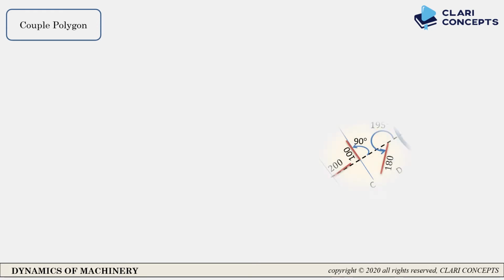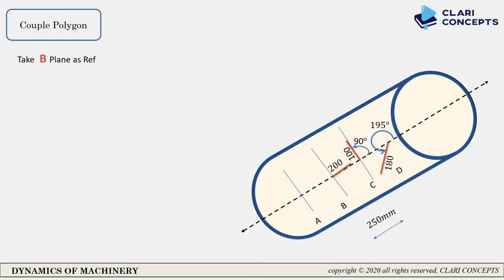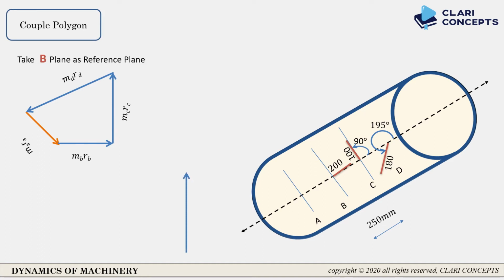Now we will see the couple polygon. How to produce a couple polygon? For the reference for the couple polygon, we can use the force polygon first. For the couple polygon, you have to choose one reference plane. To choose the reference plane, here I am taking plane B as the reference plane. So you can see here, plane B is the reference plane, so no couple is produced in plane B.